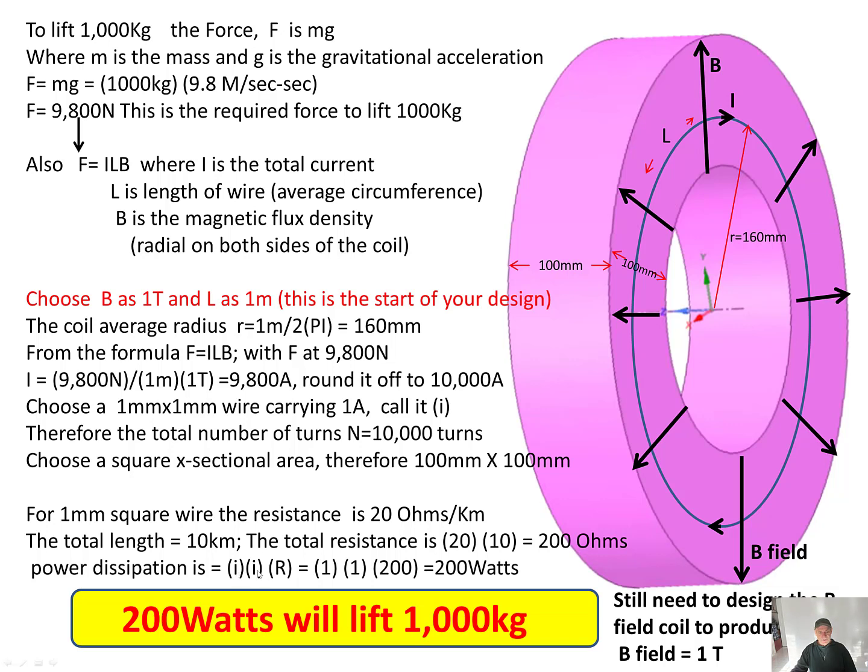Power dissipation is I squared R, which is 1 amp, 1 amp times 200, which is 200 watts. So 200 watts will lift 1000 kilograms. But we still need now to design the B field coil to produce a B field equals 1 Tesla.